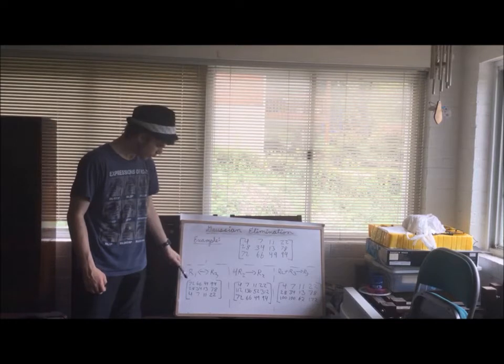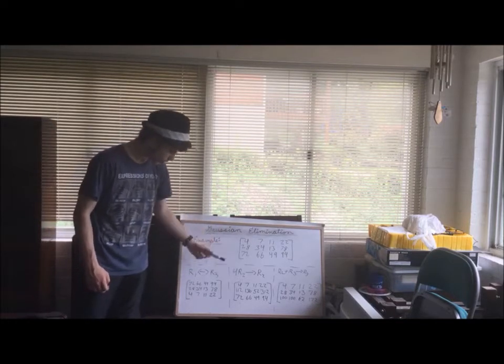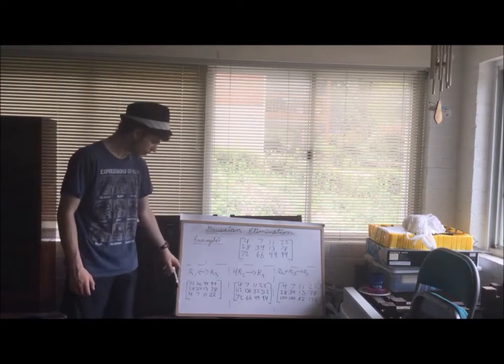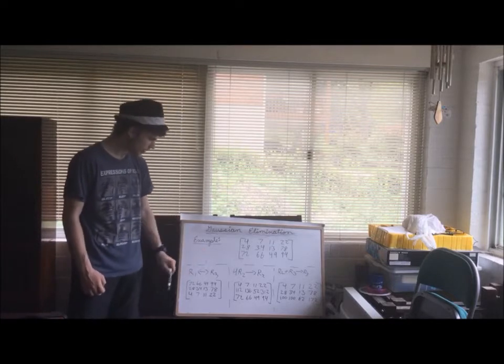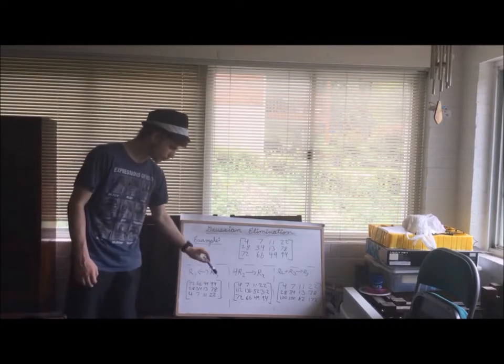So the first row is now 72, 66, 49, 94. The second row stays the same as nothing happened to it, so it's 28, 34, 13, 78. And the third and final row is 4, 7, 11, 22.